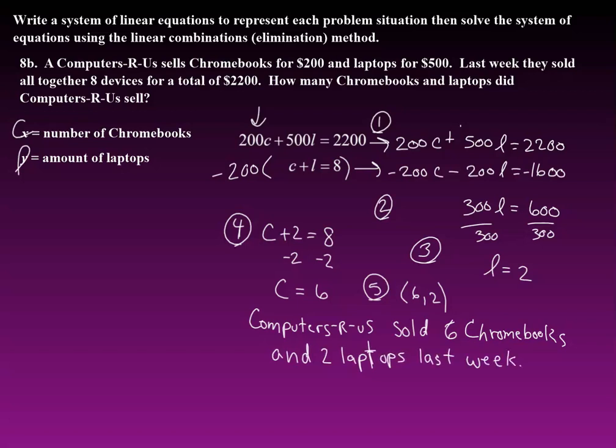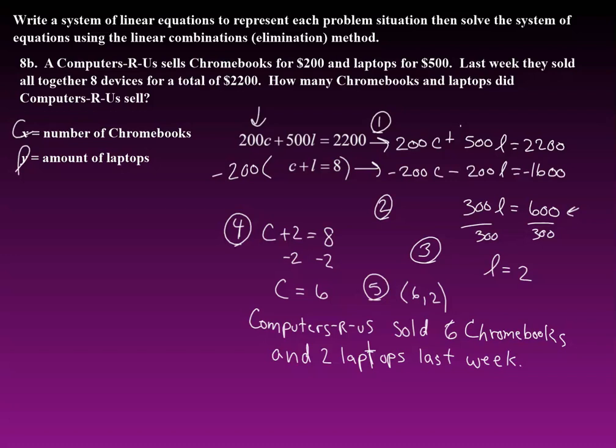Alright, so hopefully you decided to multiply by -200, though you could have multiplied by -500 and still worked it out. When you multiply by -200, the c cancels out and the l has 300 in front of it, and the other side is 600. Then you divide by 300 and you get l equals 2. You plug that back into the second equation, because again those are the small numbers, and you get c plus 2 equals 8. Then you subtract 2 from both sides and you get c equals 6.